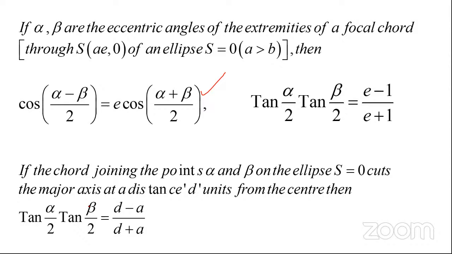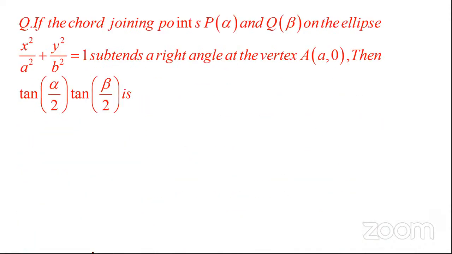What it says is that a chord joining points alpha and beta on the ellipse S equals 0 cuts the major axis at a distance d units from the center. Then tan(alpha by 2) into tan(beta by 2) is nothing but (d minus a) by (d plus a). This is one formula. So next, we have a problem on that one.